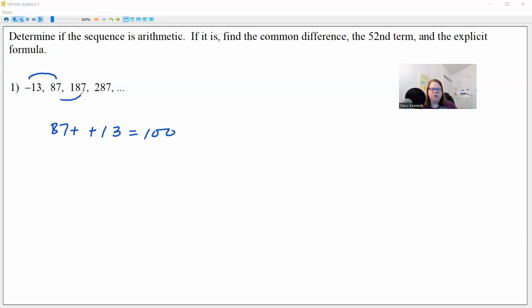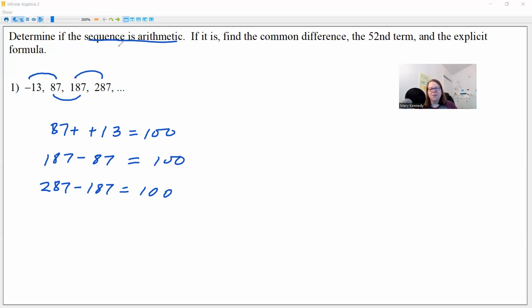Okay, interesting. Well, what's 187 minus 87? This one's a lot easier for me to think through. Well, that's going to be 100 as well. Same thing. And then 287 minus 187. Yeah, that's going to give me 100 as well. So I found a couple of things already. Is this arithmetic? The answer to that question is yes.